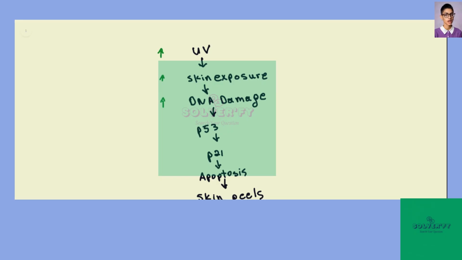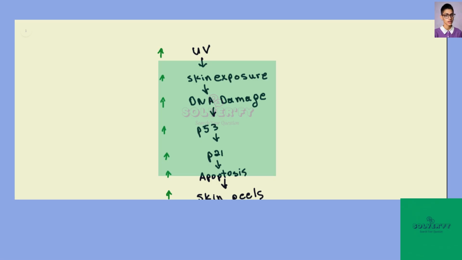So skin exposure to UV induces DNA damage, which induces activation of p53, that induces activation of p21, that induces activation of apoptosis. When the cells die, then they are shed in skin peels, right? So all the arrows lead up. So there's a positive increase in all of these processes with the exposure of UV light.